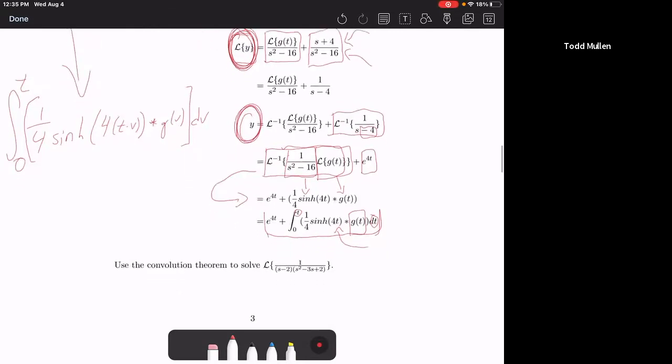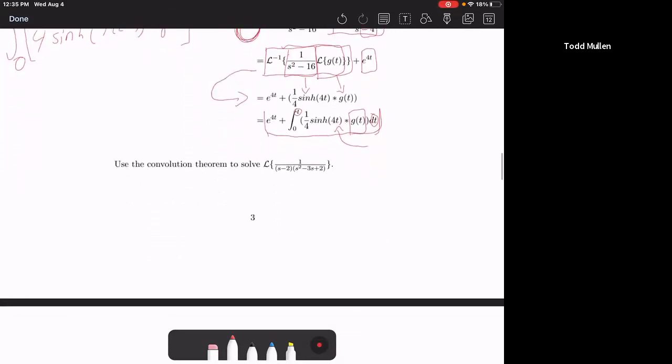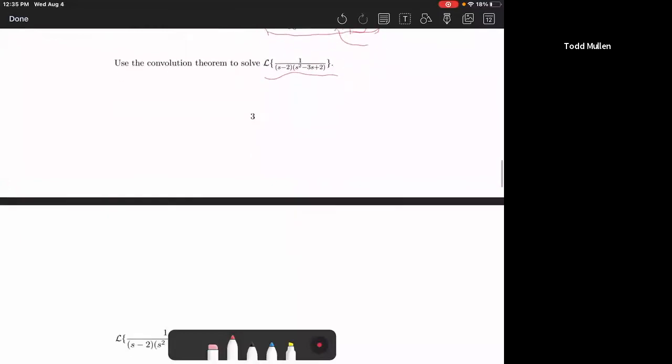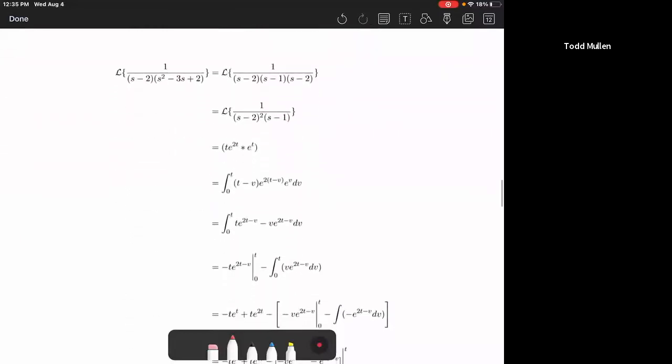Now, let's use the convolution theorem to solve this. The Laplacian of 1 over s minus 2 times s squared minus 3s plus 2. So we can factorize that denominator as 1 over s minus 2 squared times s minus 1. Now this is equal to the Laplacian of a product, which is what we like. It's 1 over s minus 2 squared times 1 over s minus 1.